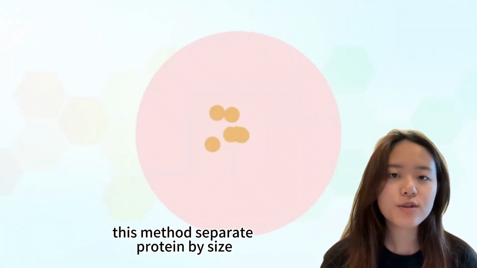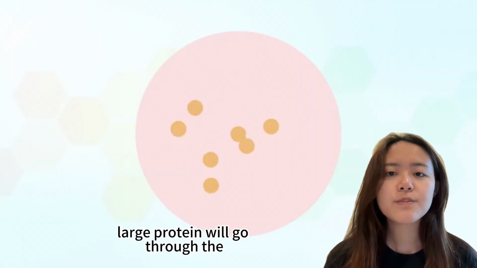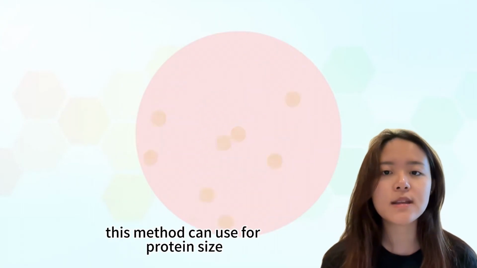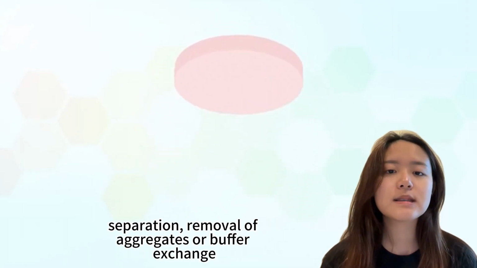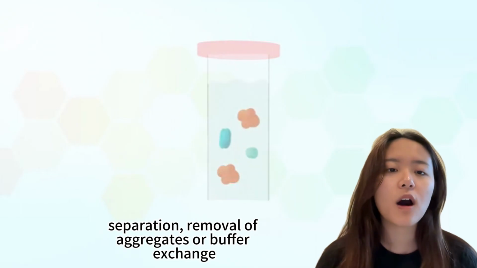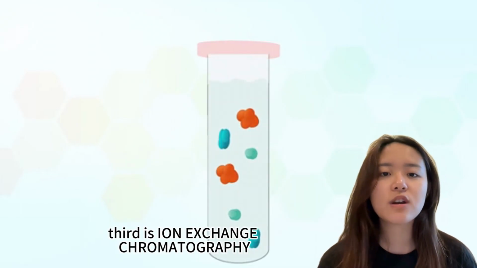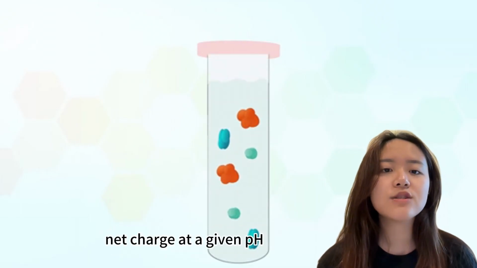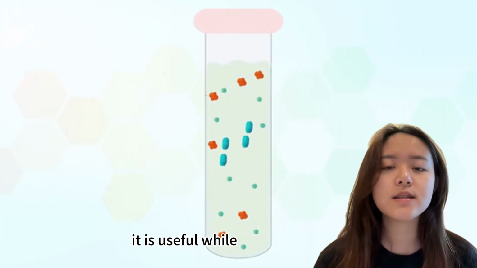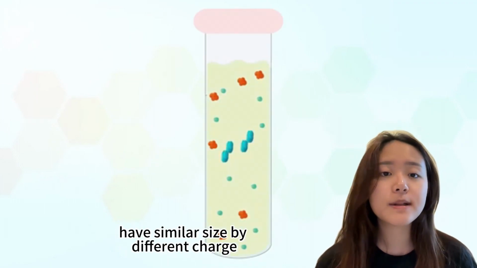Second is size exclusion chromatography. This method separates protein by size. Large protein will go through the porous beads faster than small protein. This method can be used for protein size separation, removal of aggregates or buffer exchange. Third is ion exchange chromatography. This method separates protein based on their net charge at a given pH. It is useful when we need to separate proteins that have a similar size but different charge.